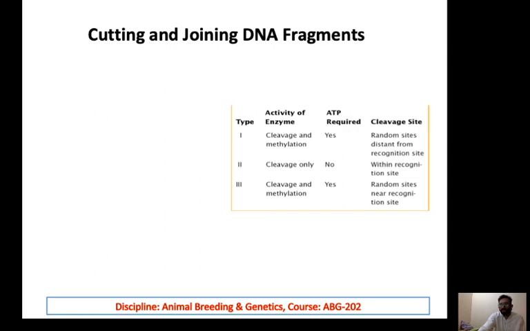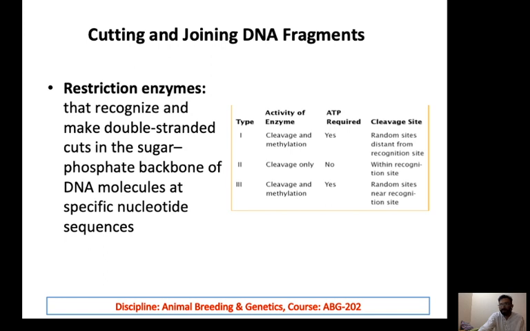Now the first part comes the cutting of the DNA, the whole genome DNA, and for that we use restriction enzymes. They basically recognize a specific pattern of DNA nucleotides, and based on that they cut the sugar phosphate backbone of the DNA, and the DNA is cut into different chunks or fragments. And all this recognition is based on specific nucleotide patterns.